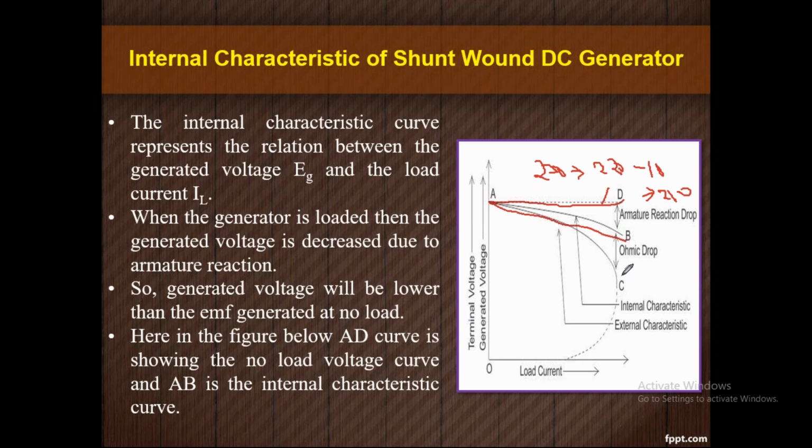So when the field resistance is more than the critical resistance, the generator comes to this position. It means this is the critical resistance value, and the generator comes to the rest position. Here the curve AB represents the internal characteristics and AC represents the external characteristics. The internal characteristics we can draw between generated EMF versus load current, and the external characteristics we can draw between terminal voltage versus load current.